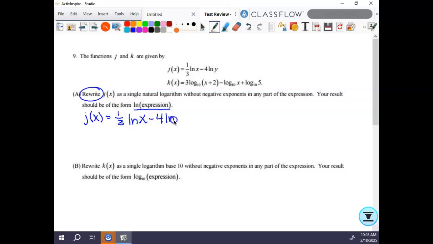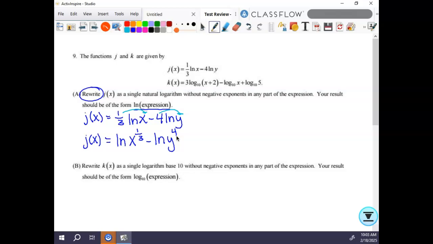You wouldn't necessarily have to rewrite it, but I'm going to. All right, so I need to first make these into exponents. Because I'm not solving, I don't have the option to divide or multiply either way, but I'm making them into exponents. So j of x is equal to the natural log of x to the 1/3 minus the natural log of y to the 4th.